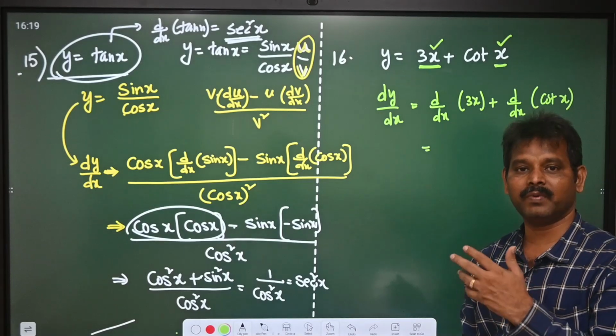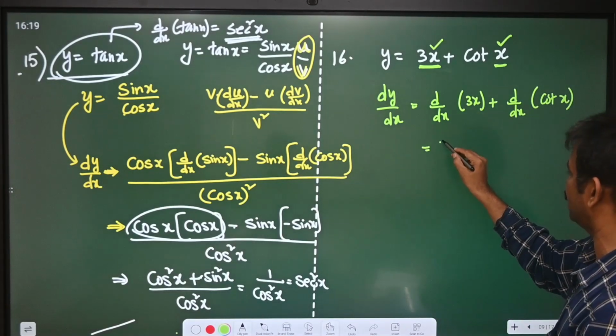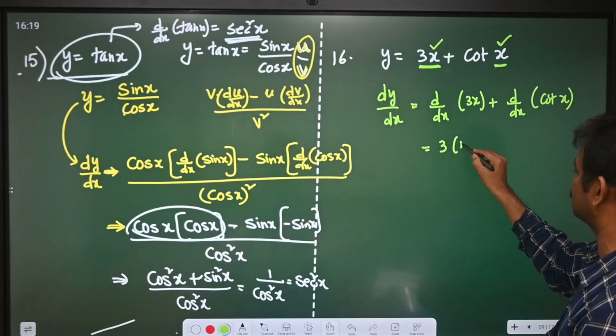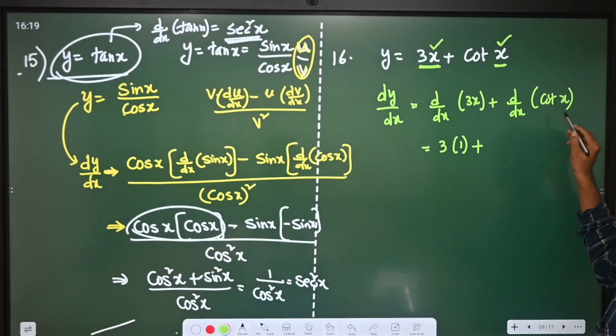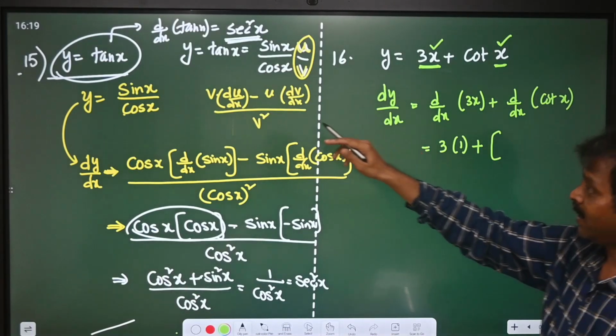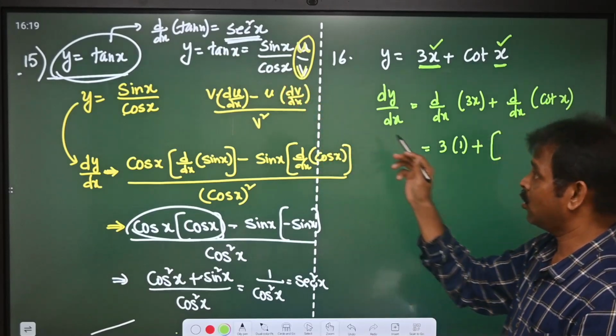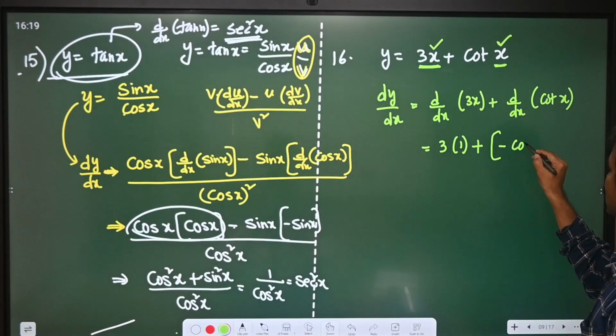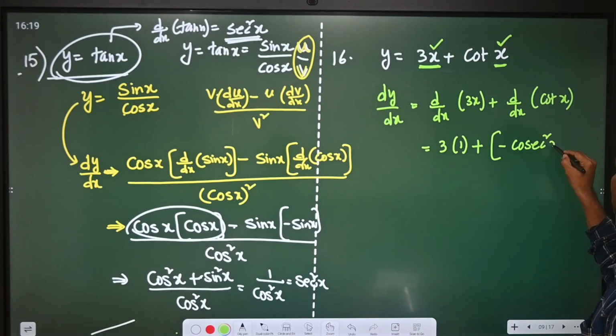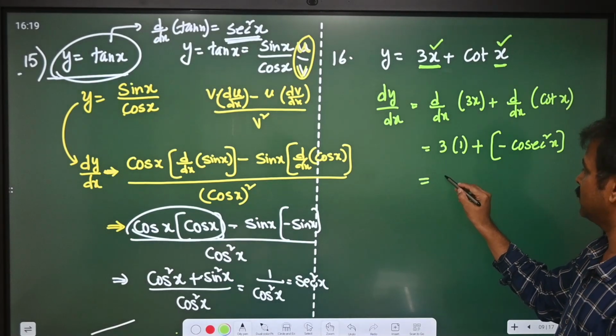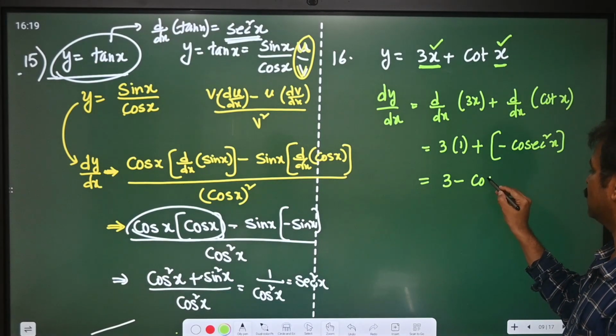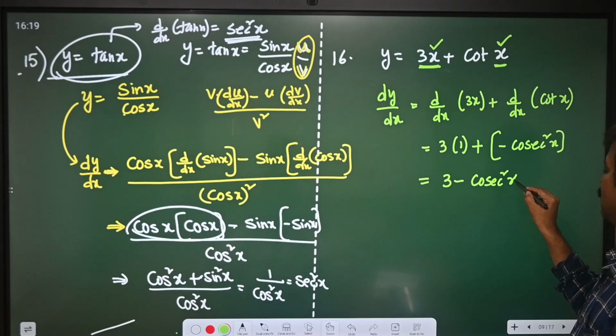So what is d by dx of 3x? 3 you bring outside, dx by dx will become 1. The derivative of tan x is secant square x; the derivative of cot x is minus cosecant square x. So the answer for this one is 3 minus cosecant square x.